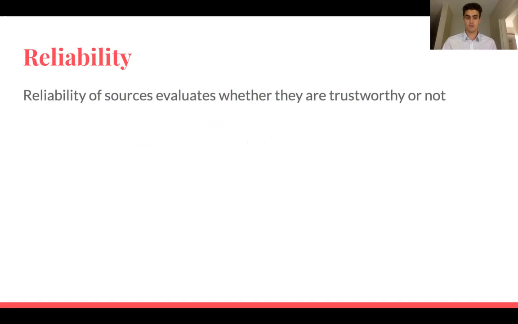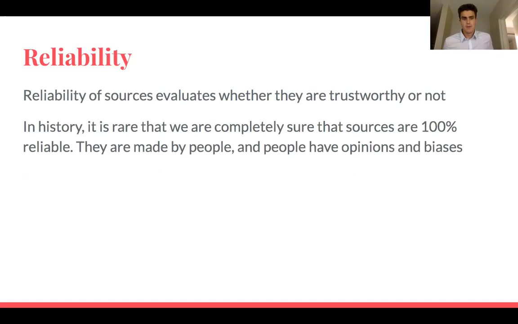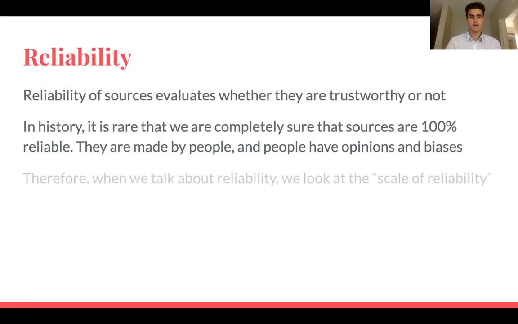Reliability of sources evaluates whether they are trustworthy or not. Can you trust these sources? Because in history, it is rare that we are completely sure that sources are 100% reliable, right? Sources are made by people, and people have their own opinions and their own biases. Okay? So therefore, when we talk about reliability, we look at the scale of reliability, okay?